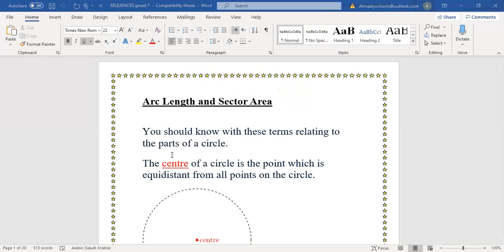Bismillah ar-Rahman ar-Rahim. We will study arc length and the area of the sector. Arc length and the area of the sector.